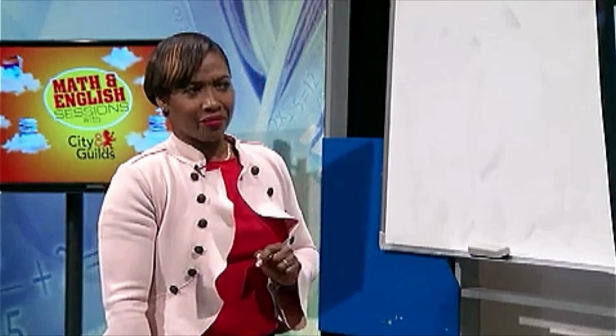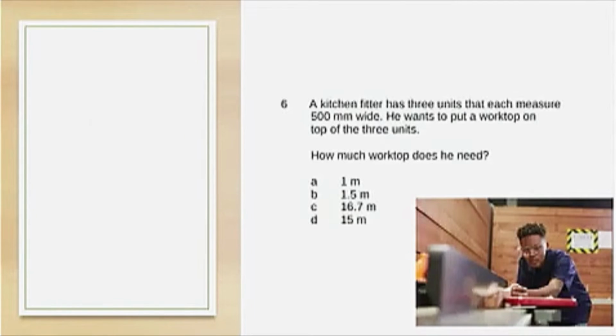Next question. A kitchen fitter has 3 units that each measure 500 millimeters wide. He wants to put a worktop on the top of the 3 units. How much worktop does he need? All right. So say you are making counters, you're making cupboards for the kitchen. So you're putting on the top of those cupboards the surface that you'll be working on. What's the first thing we need to look at? Let's look at the answer.